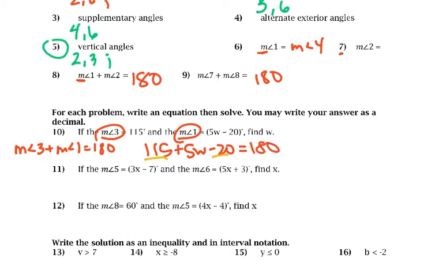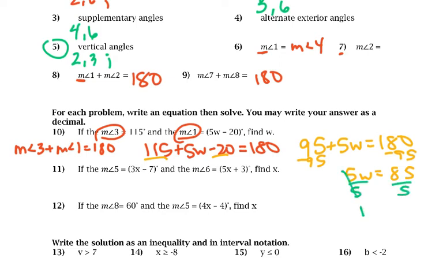So I'm going to combine my like terms. I'm going to subtract 95, and I'm going to divide by 5. Now let me show you a way to do this without a calculator. You can say 5 goes into 85 by saying 5 goes into 8 one time with 3 left over, and 5 goes into 35 7 times. So w is equal to 17.